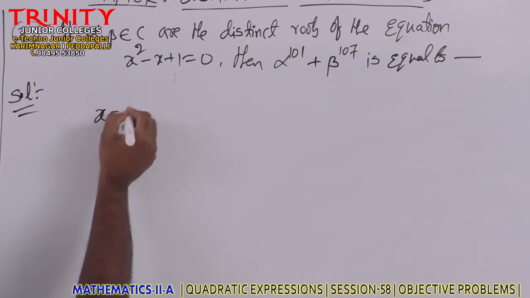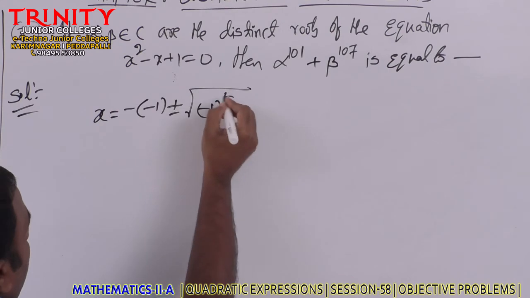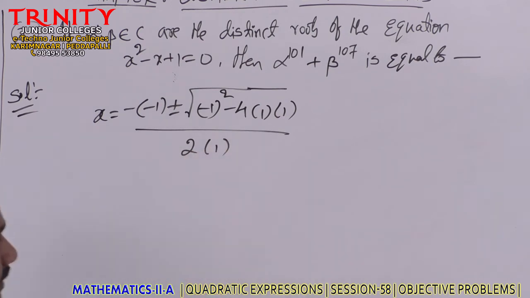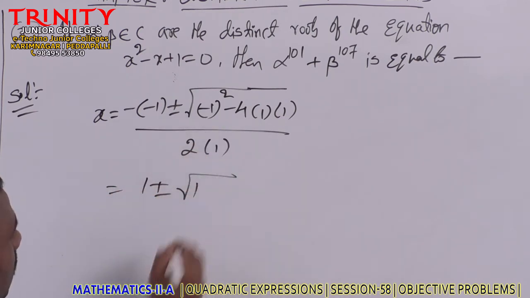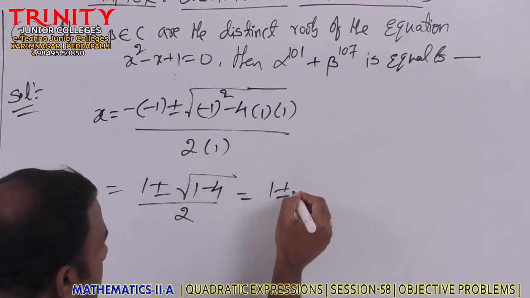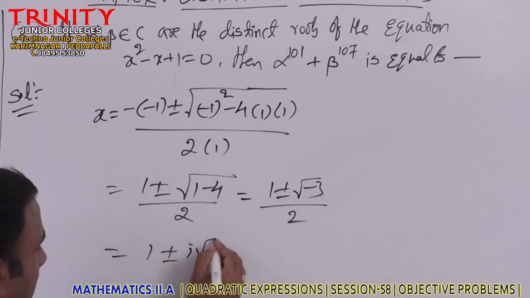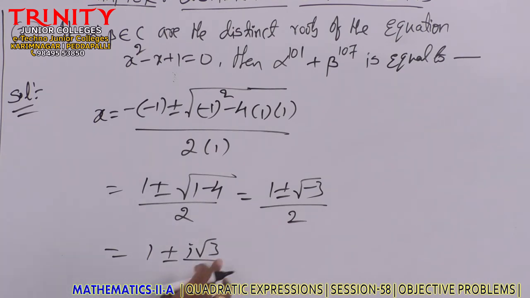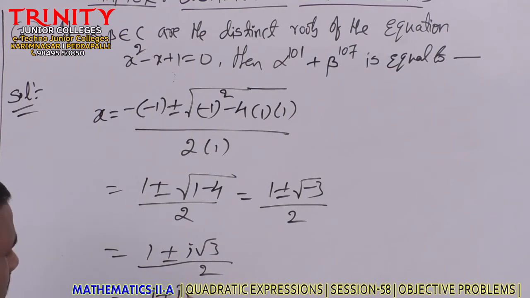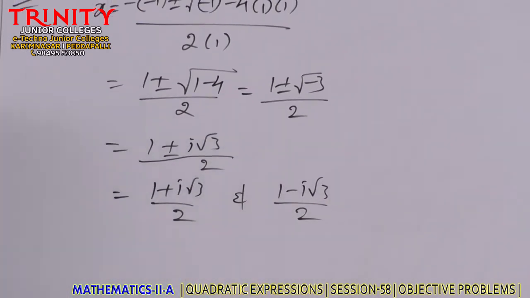Then we will go for minus b plus or minus under root b square minus 4ac by 2a. 1 plus or minus root 1 minus 4 by 2. What does it become now? 1 plus or minus root minus 3 by 2. 1 plus or minus root minus 3, we can write it as i root 3 by 2. Therefore, 1 plus i root 3 by 2 is one root, and 1 minus i root 3 by 2 is the other root.